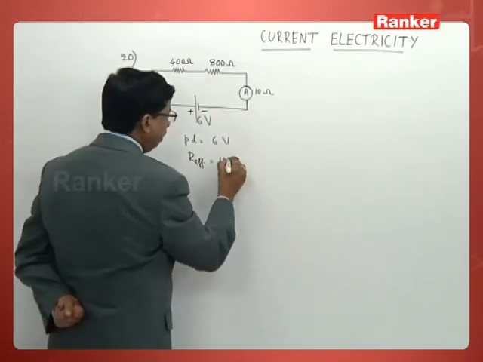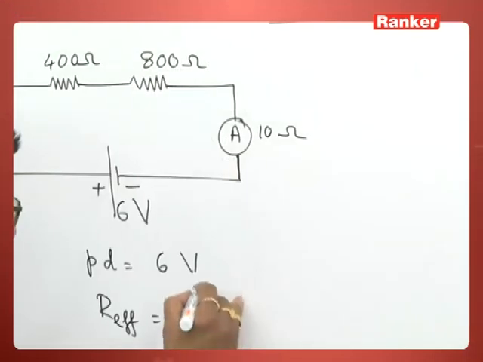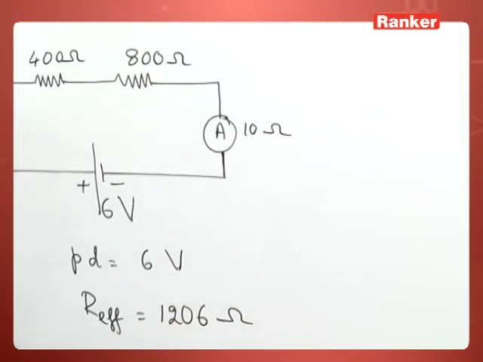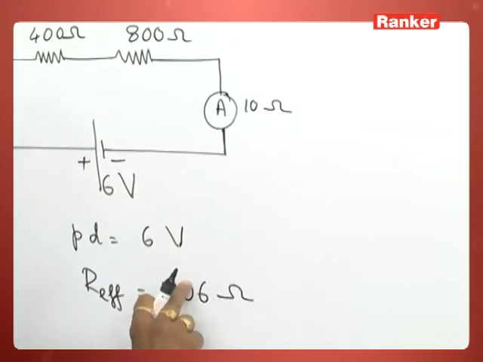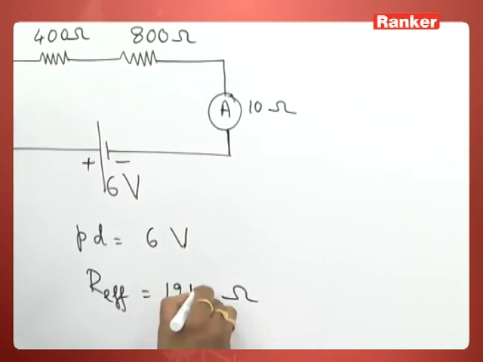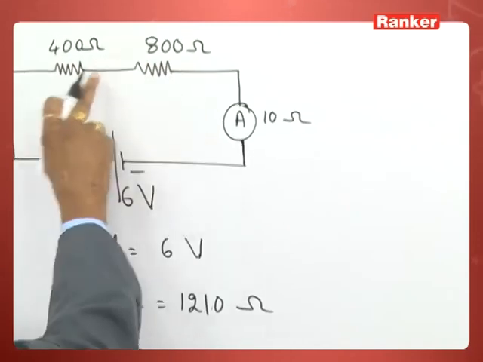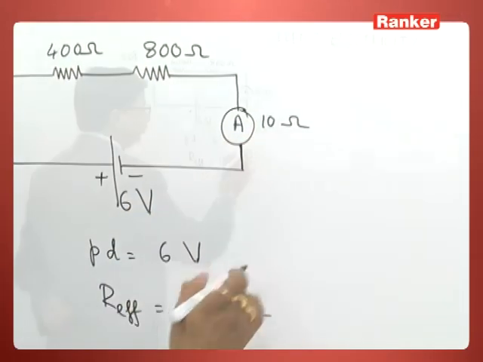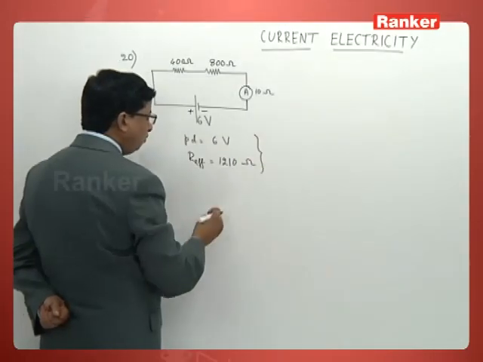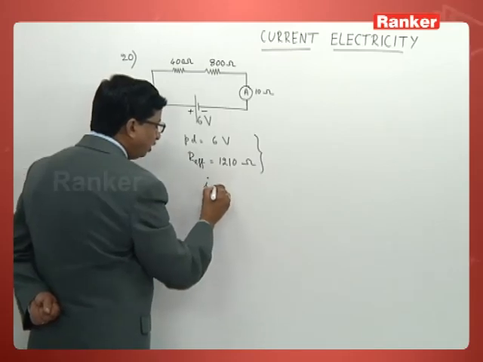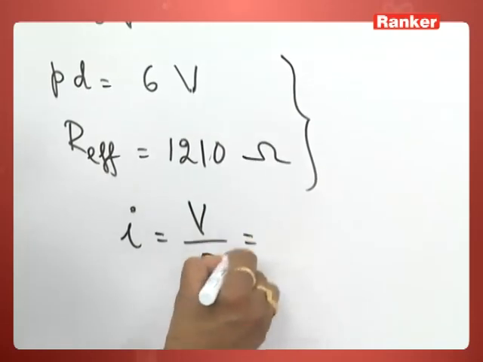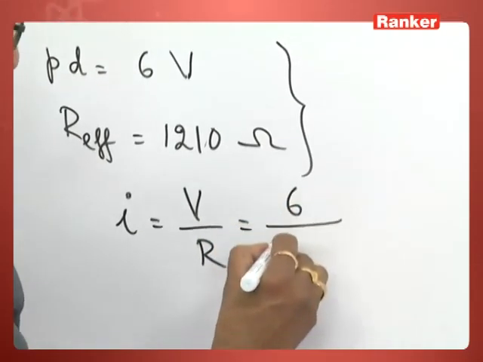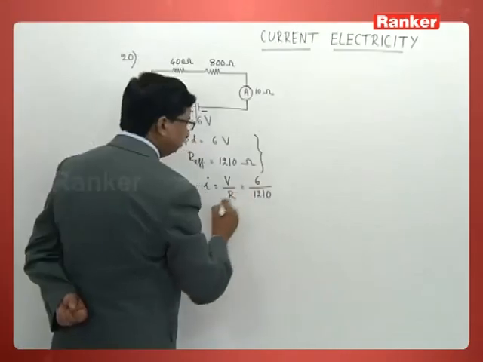So 1206 ohm you will get. That is 1200, 1210. Look at this one carefully: 400, 800, 1210 ohm. Now you take these two. What is the current across the system? I is equal to V by R, 6 by 1210.